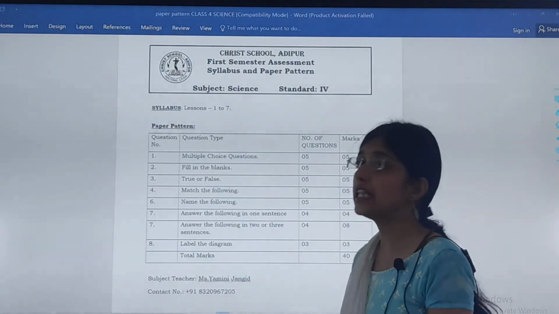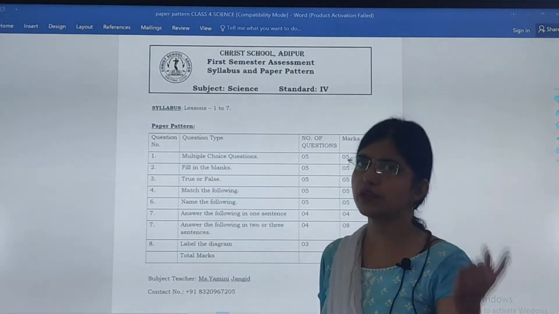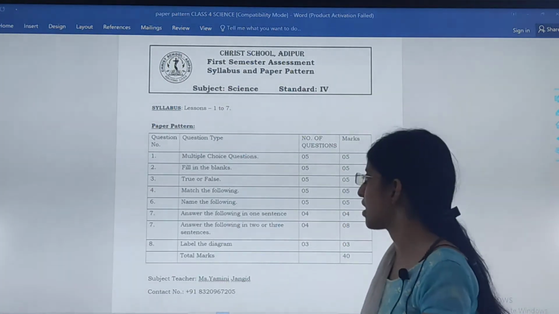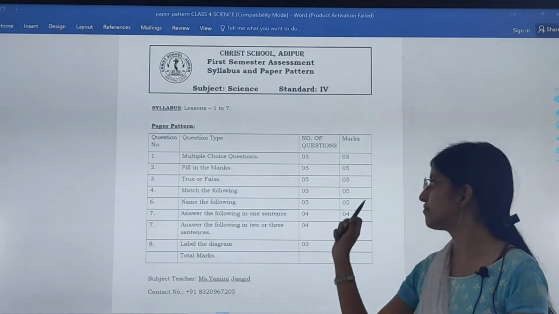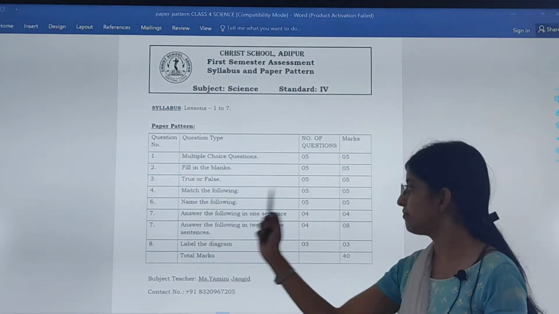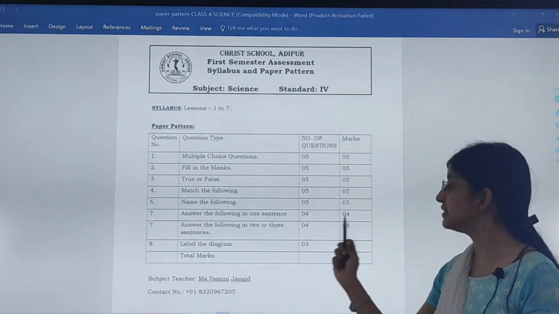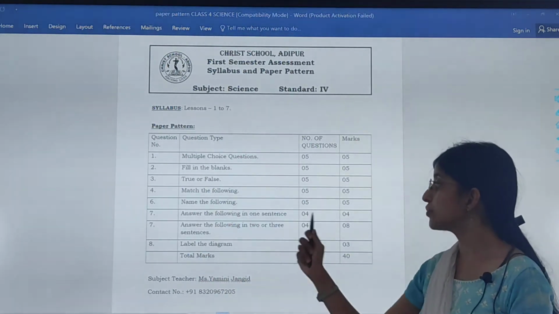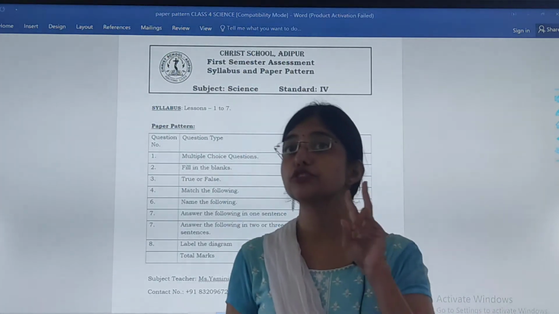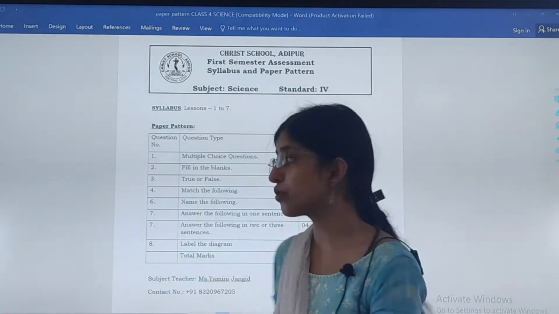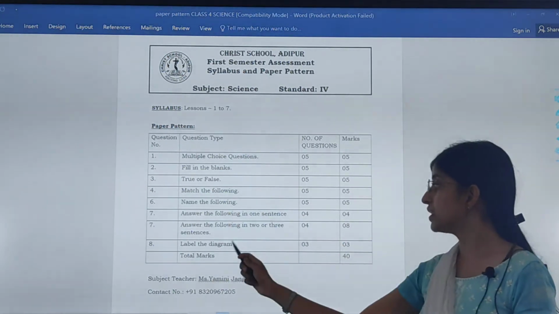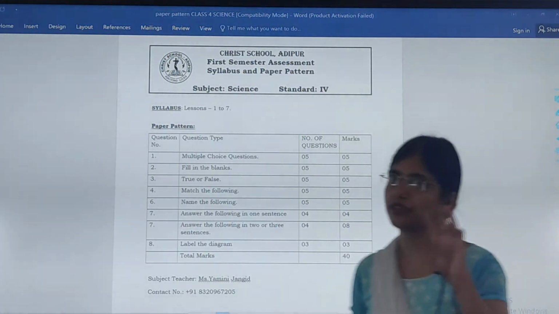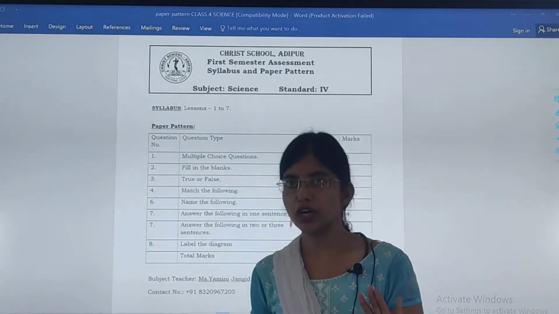Second, fill in the blanks. Individually 1 mark, number of questions 5, so total 5 marks. Match the following, 5 marks. Name the following, 5 marks. Answer the following in 1 sentence, 4 marks. Answer the following in 2 or 3 sentences, this carries 2 marks each and the total will be 8 marks. Label the diagram, number of questions 3, marks 3. Okay children, so let's begin.